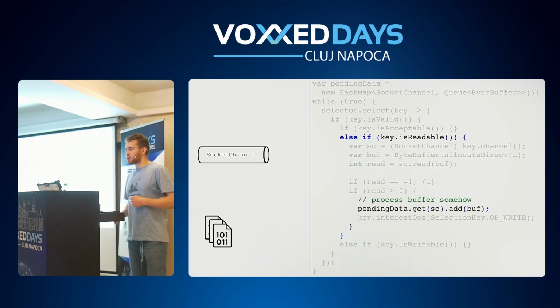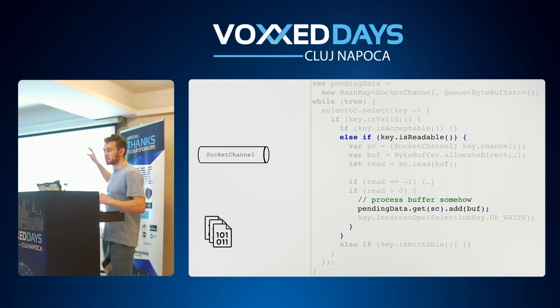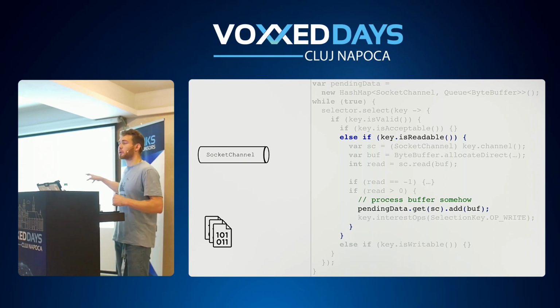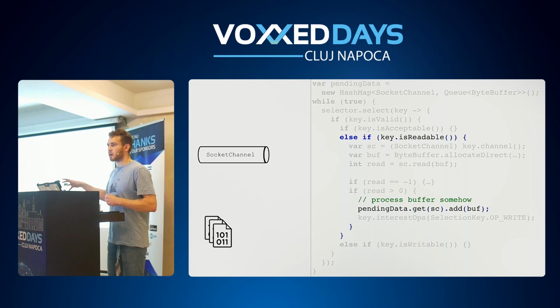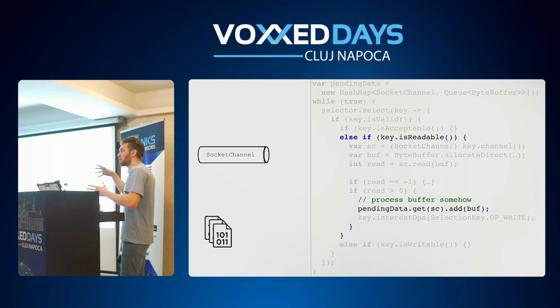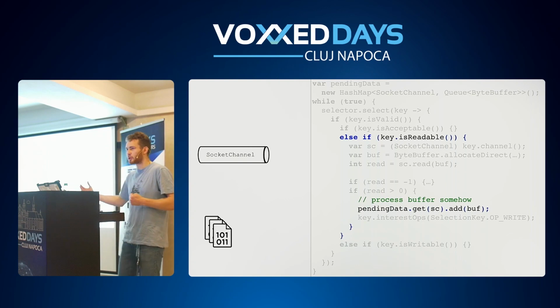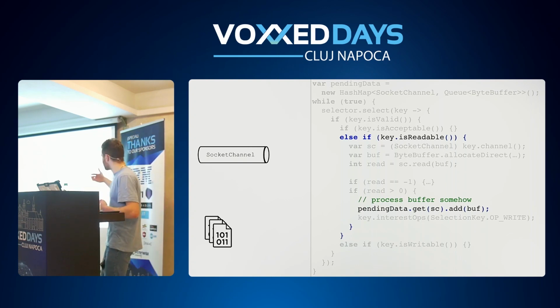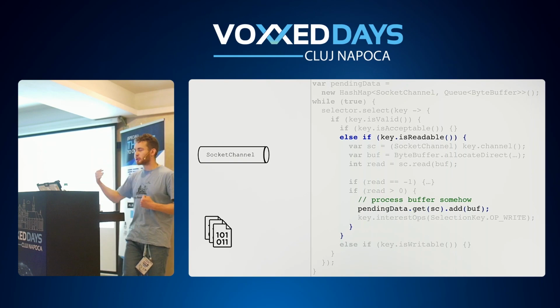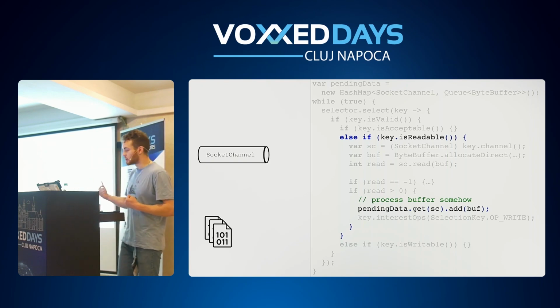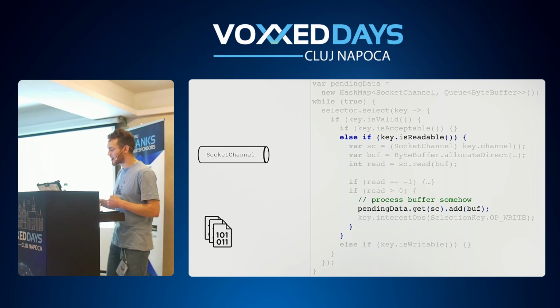What's going on next? In case everything is fine, if we were capable of reading some data from the channel, we need to store it somewhere. So we need to use our registry in order to store the channel-related byte buffers. And we need to, of course, build some processing logic. This is another problem that we need to solve, for example, with imperative programming, in order to process and handle buffers. It's not clear for now. At least I don't know how to clearly build the processing flow in this case.